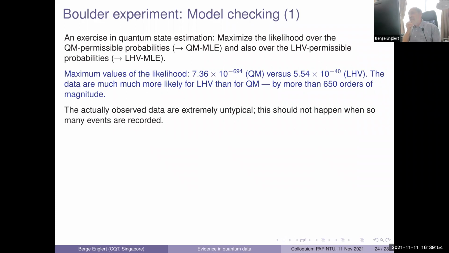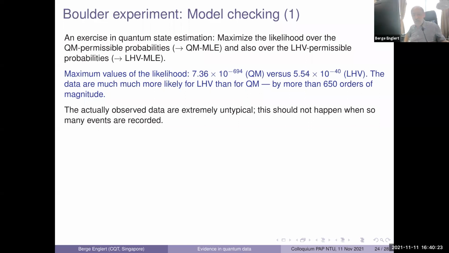So if we look at the likelihood of the data and we use the quantum mechanical probabilities, we find a number which is like 10 to minus 700. I told you that these likelihoods are small numbers. And you look at the likelihoods from the local hidden variable, then it's 10 to minus 40. Okay, so we have a discrepancy of 650 orders of magnitude.